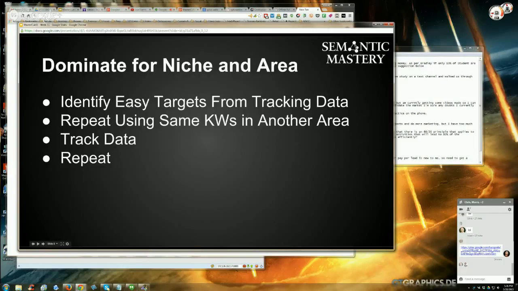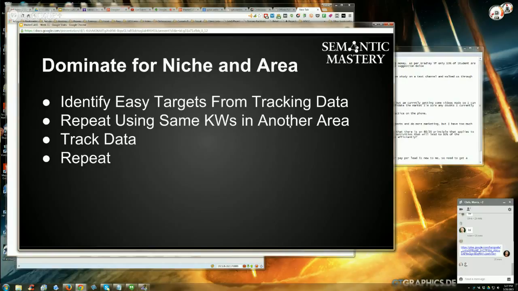So once again, once you start tracking, you should be able to identify easy targets from your tracking data, and then repeat using the same keywords in another area. Now you've already identified, hey, these are the easy ranking keywords. Again, I don't care if they're long tail. The idea is that most other people aren't targeting those phrases, and that's why you're able to rank for them very easily. They might not be high volume keywords, but you ranked for them with next to no work, right? And if you cumulatively add up multiple long tail keywords that you can rank for with little to no work, cumulatively they're going to produce results. You see what I'm saying?